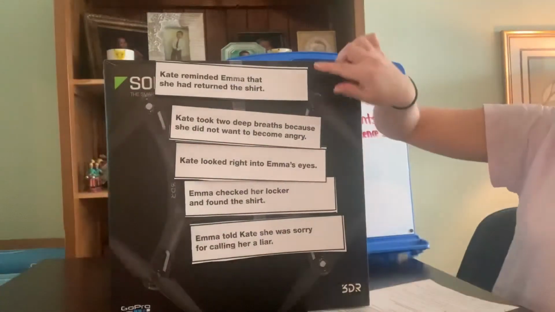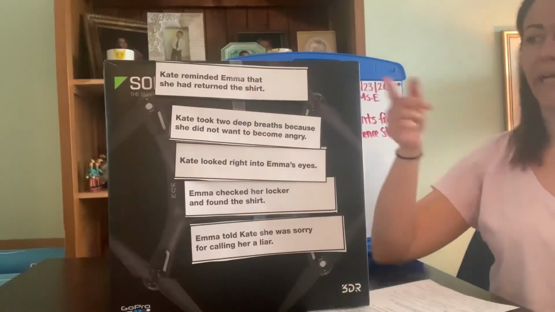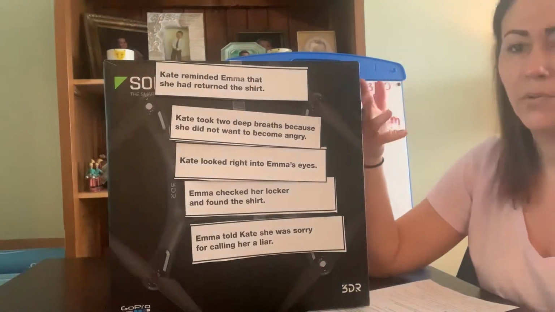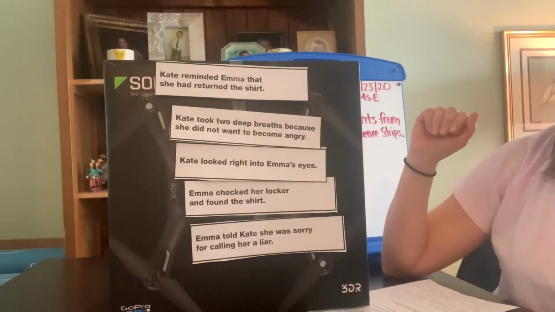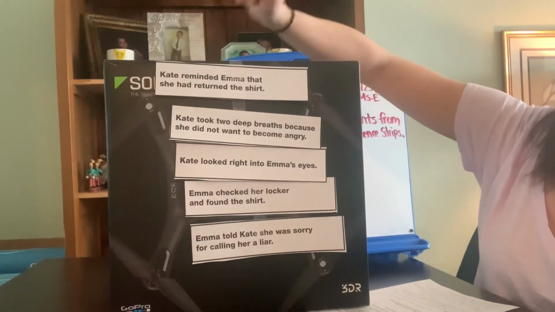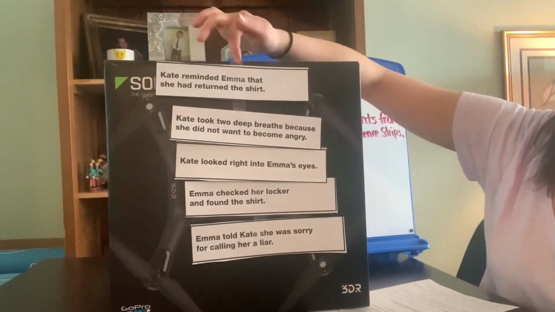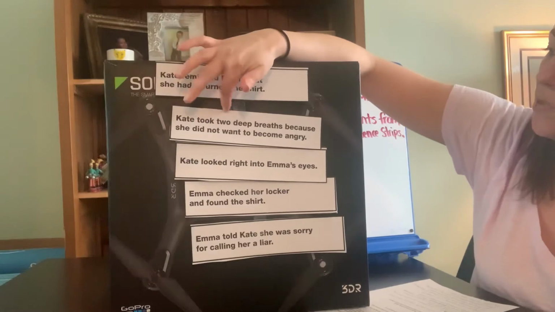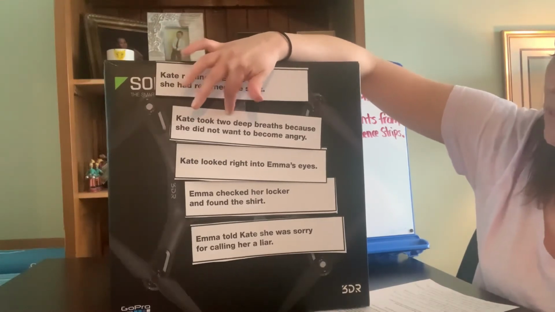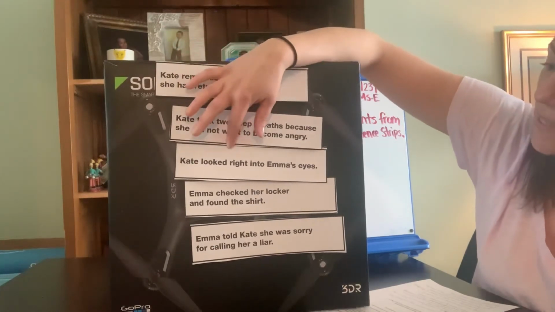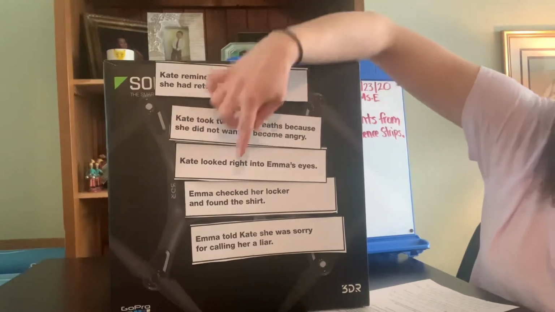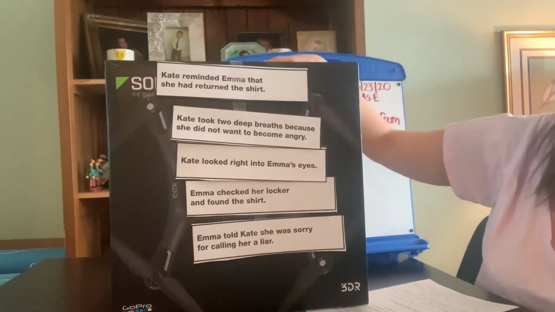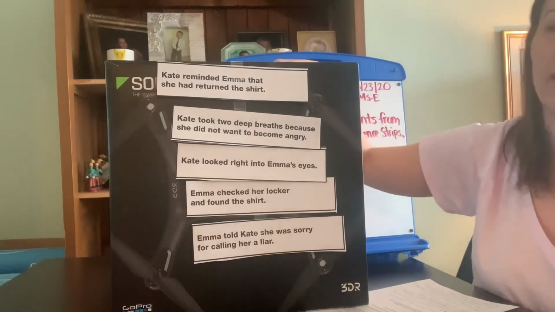So now I can use these sentence strips. I can just reread them kind of like a paragraph, and it will be a summary of the events from the story. So I have 2 girls, Kate and Emma. Kate reminded Emma that she had returned the shirt. Kate took 2 deep breaths because she did not want to become angry. Kate looked right into Emma's eyes. Emma checked her locker and found the shirt. Emma told Kate she was sorry for calling her a liar.